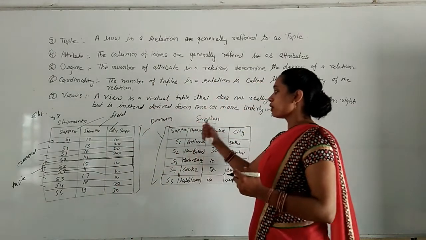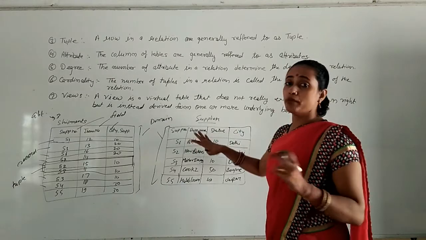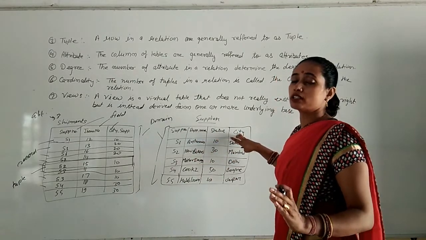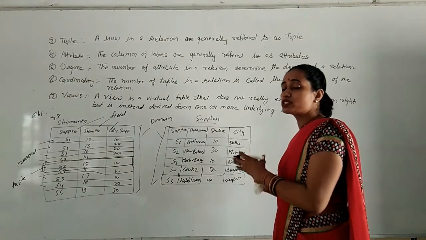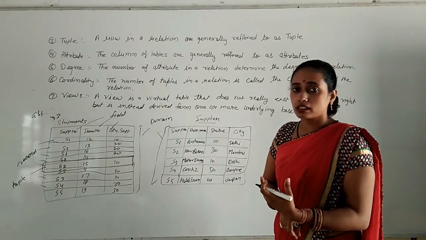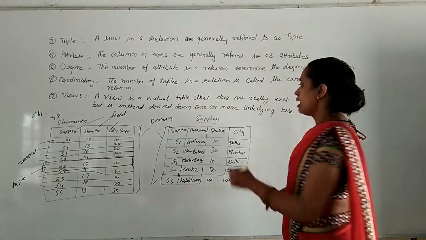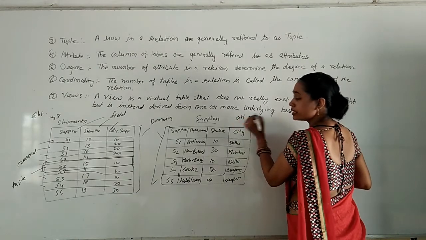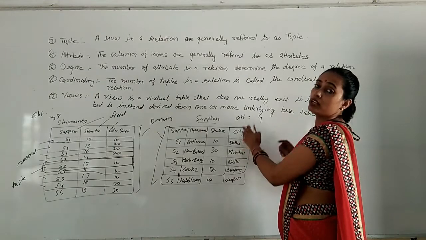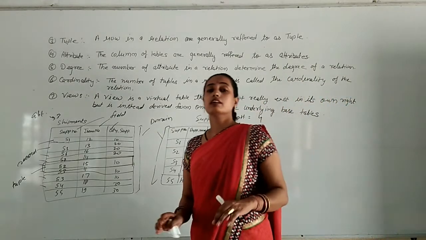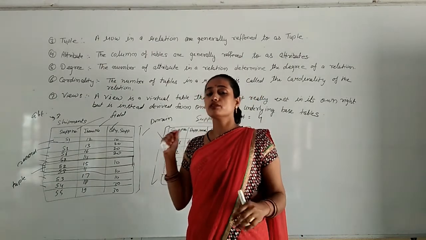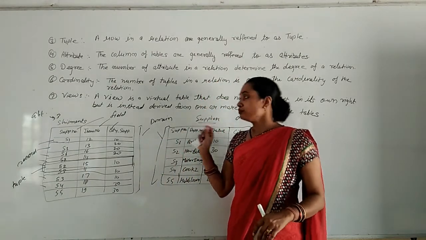If we are talking about the supply table, how many attributes do we have here? 1, 2, 3 and 4. If someone asks you how many attributes are present in a particular supply table, what will be your answer? The answer is 4. The number of fields we are using in a table is the number of attributes we are using for the particular relation. Got it?